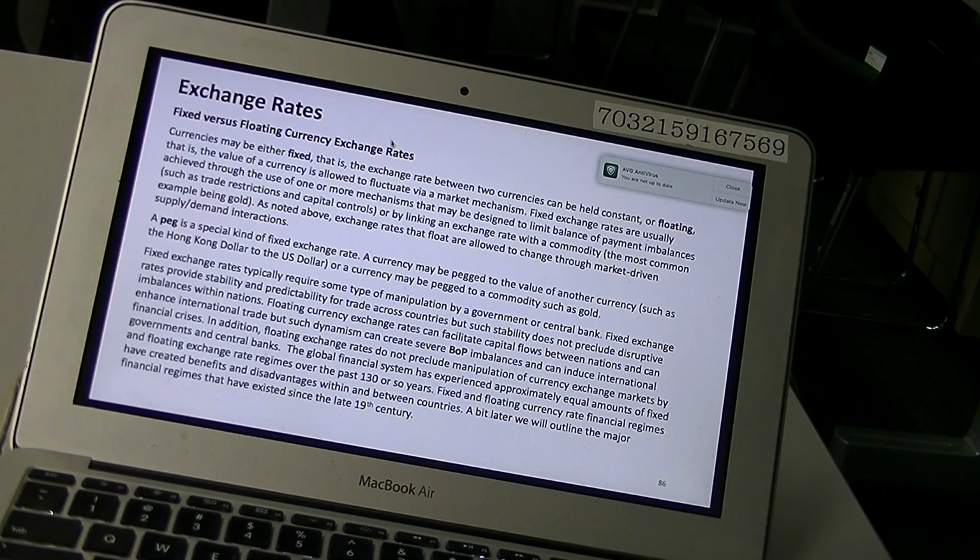Although, again, you can have imbalances. Now, floating currency exchange rates can make capital flows between nations easier. It's easier because you don't have trade restrictions or capital controls. So a floating exchange rate typically allows more trade and more capital flows. And we have the phenomenon that's called globalization.